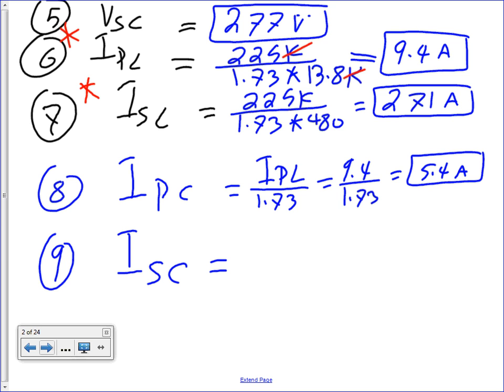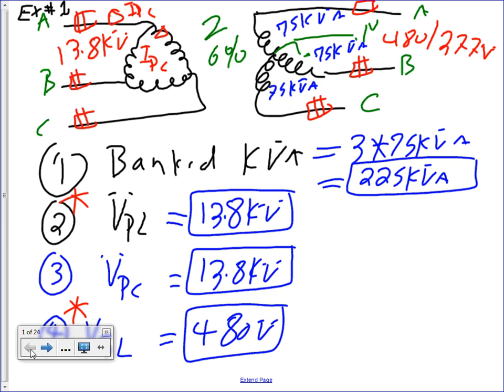Okay, in a delta the line current is bigger than the coil current. In a Y, guys, they're the same. Everybody can see that the current that's coming out of here is the same current that's coming out of the coil, right? This is the coil, this is the line. Both of them are the same in a Y.